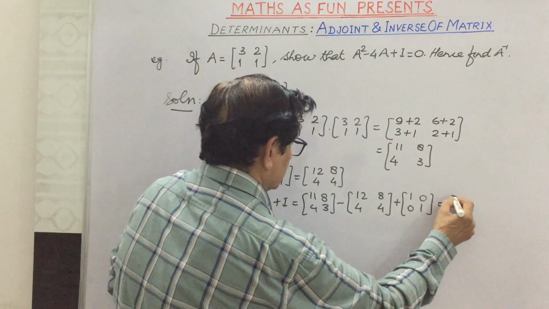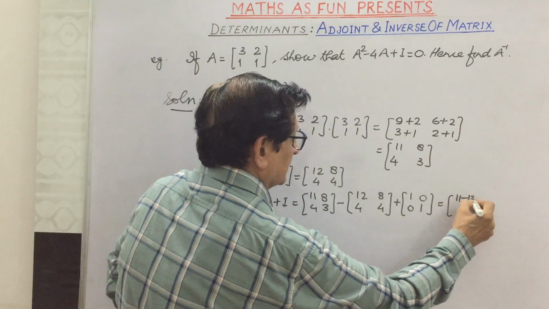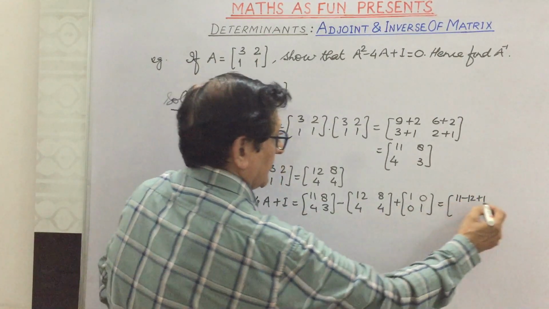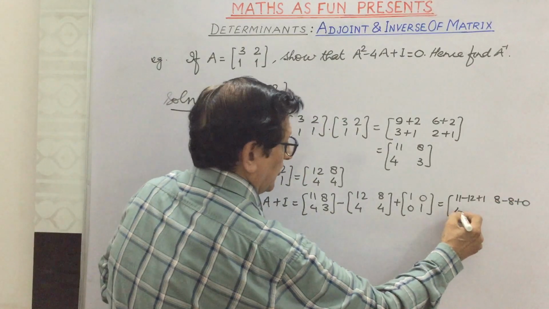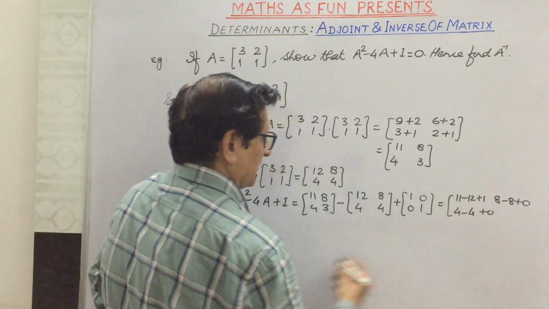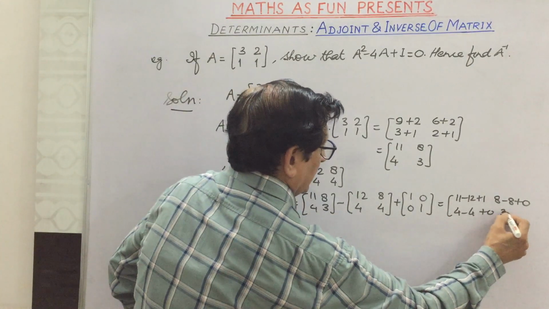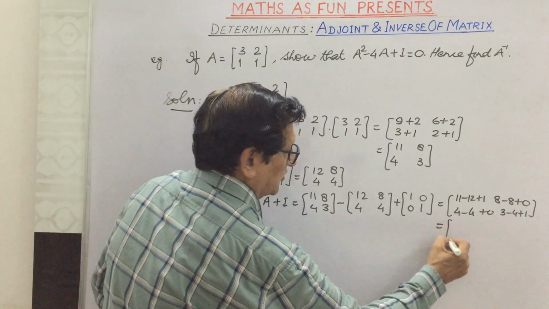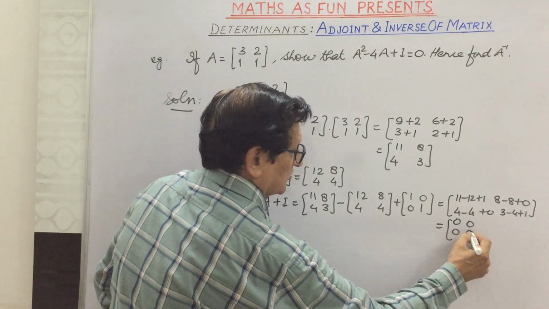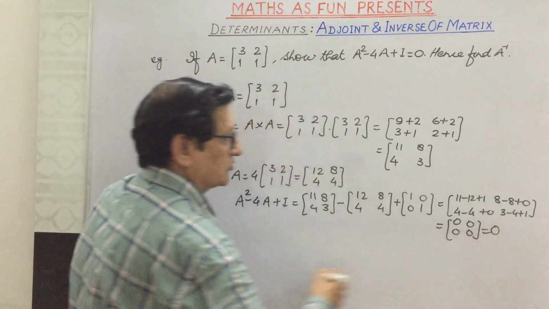And this gives us 11 minus 12 plus 1, 8 minus 8 plus 0, 4 minus 4 plus 0, and 3 minus 4 plus 1, which is equal to 0, 0, 0, 0. It means this is equal to 0.